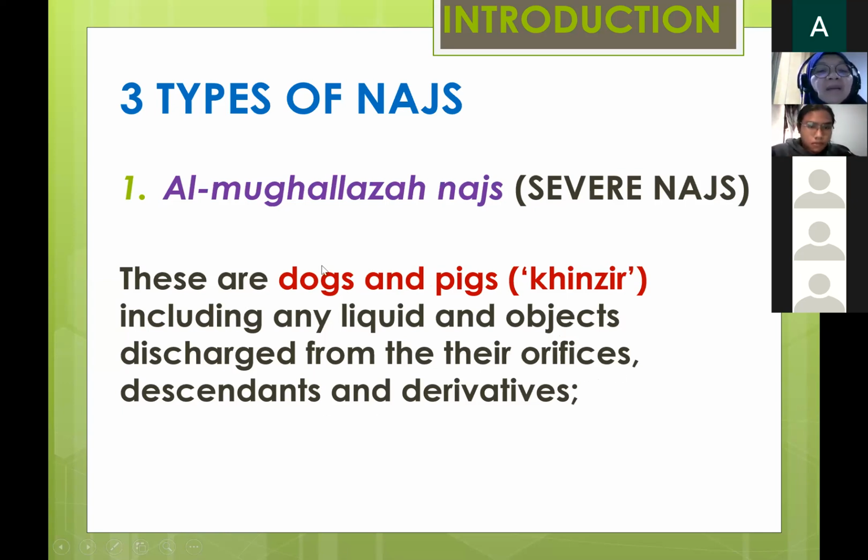Or descendants from these animals. For example, if they breed a cow with a pig, I don't know, the new animal that they breed is also grouped under mughallazah najis. As I told you, we want to know the different types of najis because we want to relate them with the cleansing method. How do you cleanse this najis?